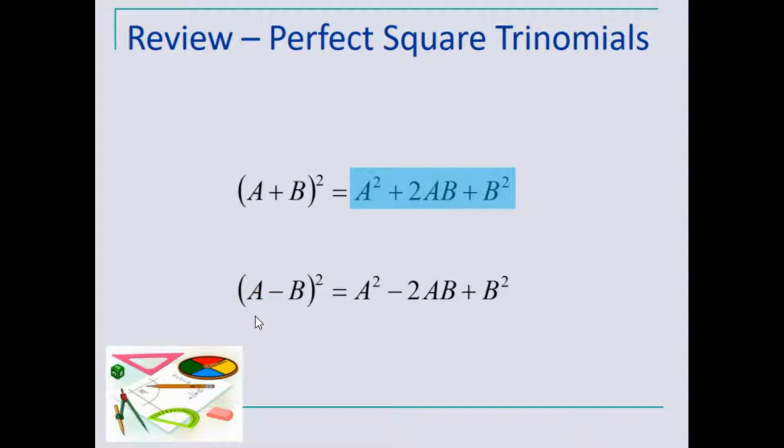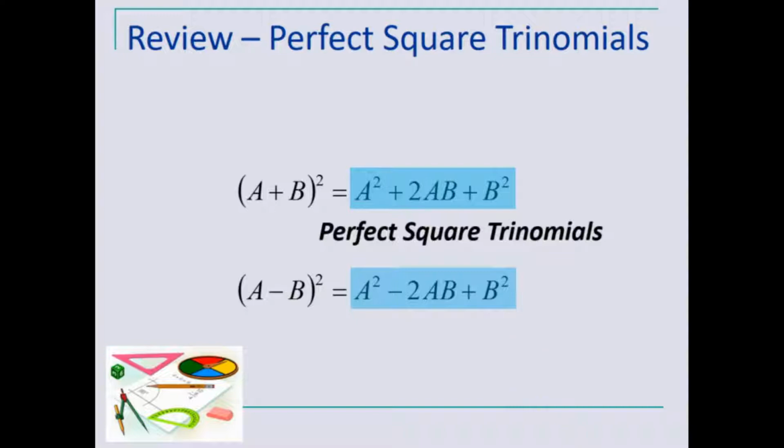Likewise, if we have a difference between the two terms, in this second example, but nonetheless a binomial squared, it still has the same pattern of first term squared, multiply the two together and double for a negative 2ab middle term, and square the last term, which is b squared. We call this a perfect square trinomial.